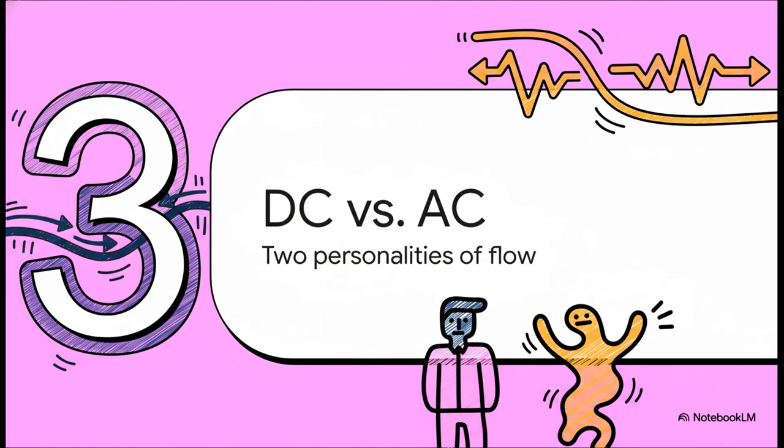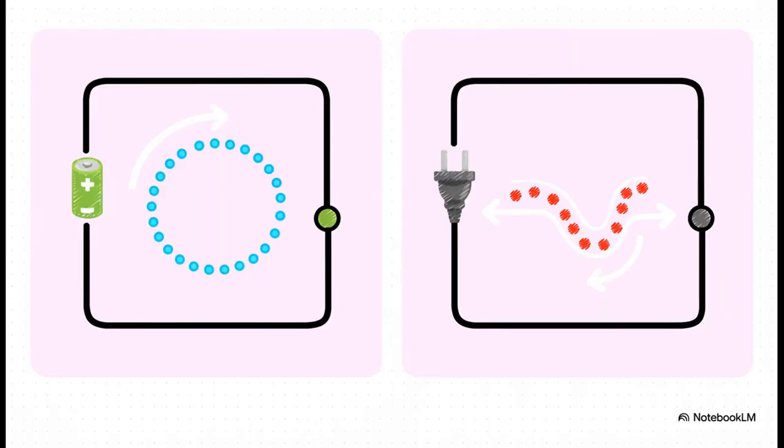But here's where it gets interesting. It turns out that this flow doesn't always behave the same way. It actually has two very different personalities. On one side, you've got direct current, or DC. This is the stuff you get from batteries. The electrons pick a direction, from negative to positive, and they just keep flowing that one way.